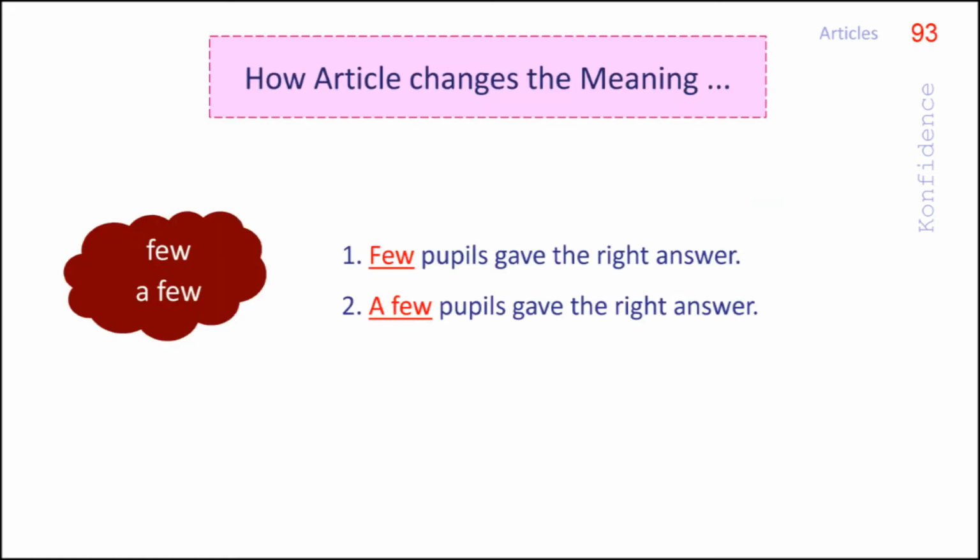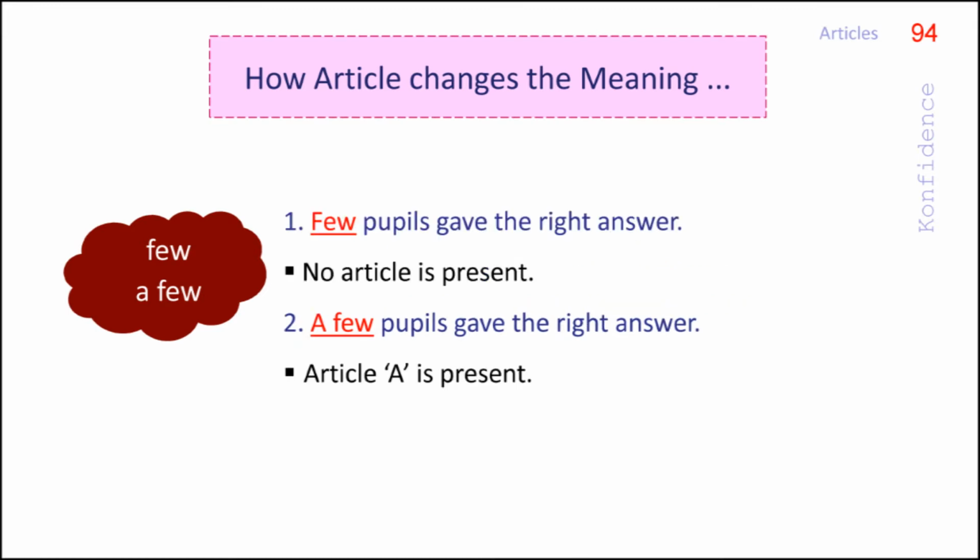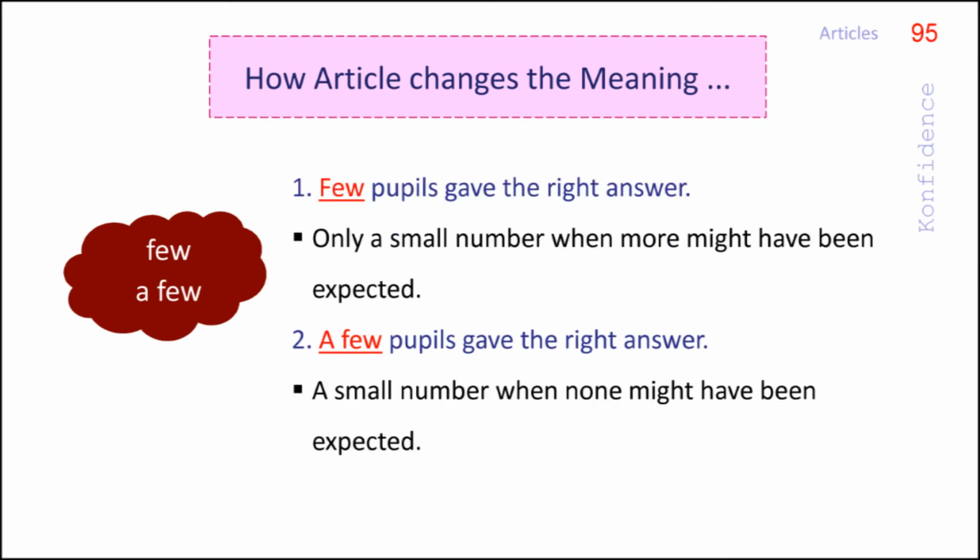Do you know why articles are important in English? Because they can change the meaning of a sentence. What's the difference between few and a few? See the first two examples. No article is there at the beginning of the first example, whereas we can see the article A before the second. What do they mean? When A is placed before the word few, it changes the meaning. Few means only a small number when more might have been expected. A few means a small number when none might have been expected.